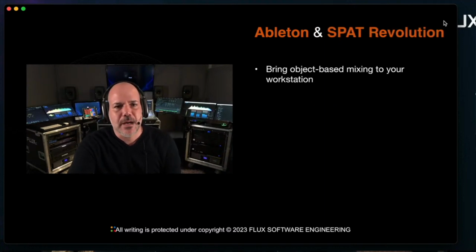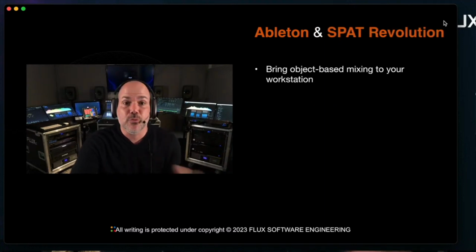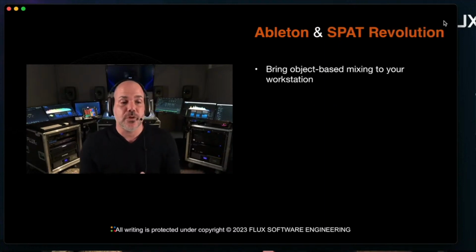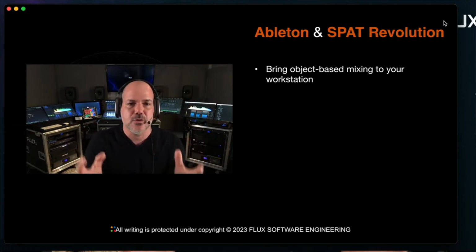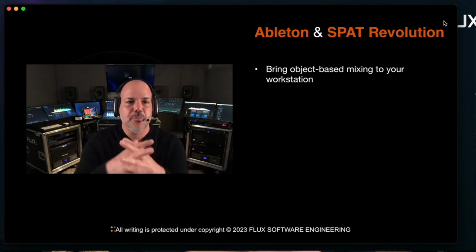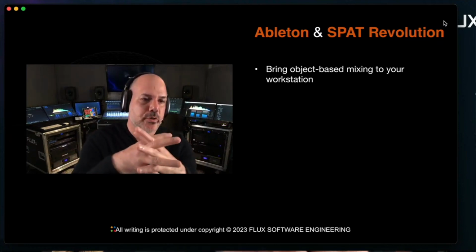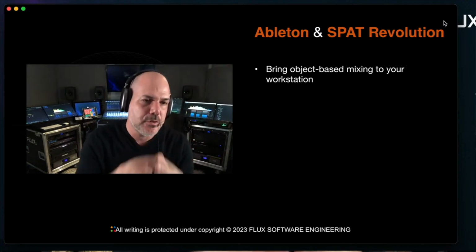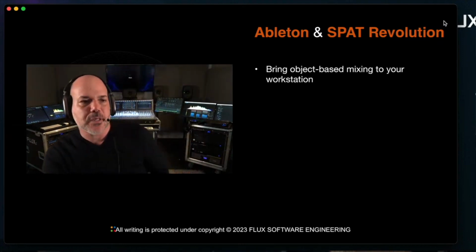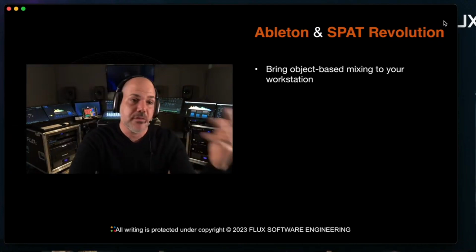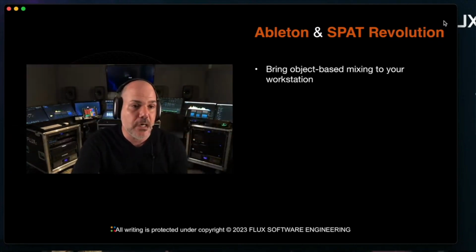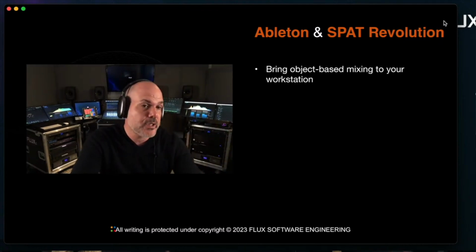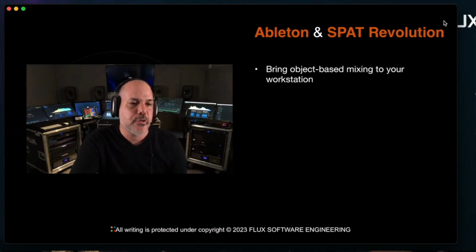So Ableton and SPAT Revolution, right? What we do with this, we bring object-based mixing to your workstation, with the limitation of possible buses and panning techniques and so on and so forth. In Ableton, you basically merge or insert SPAT Revolution into your workflow to bring object-based mixing. By object-based mixing, we're obviously meaning spatial audio, we're meaning Atmos, we're meaning creating content for binaural audio or for any type of loudspeaker arrangement setup.